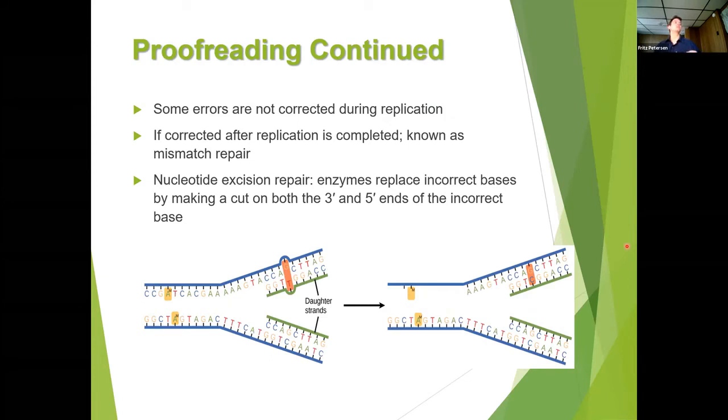If this error is in fact caught after replication, it is known as mismatch repair. So if it is corrected after the replication has ceased, it is known as mismatch repair. Here's an example down here of a nucleotide excision repair, where the blue represents your parental strand and the green your daughter strand, and next to the guanine a thymine has been added, and this is wrong because this needs to be a cytosine. So then this is corrected: the T is cleaved out and the cytosine is added to correct the mistake.